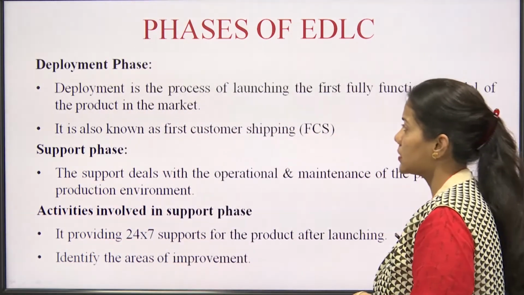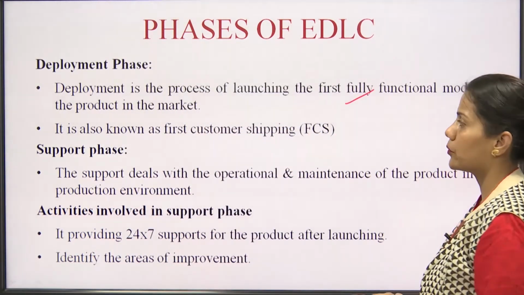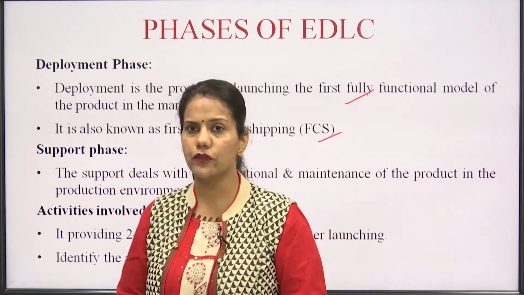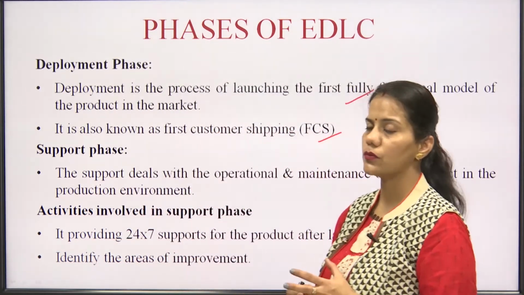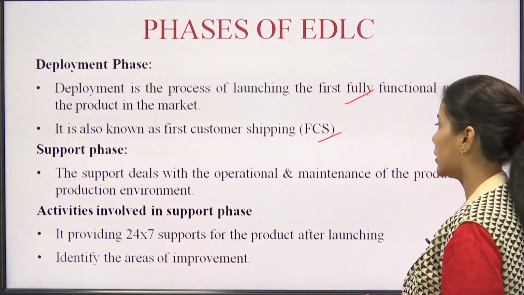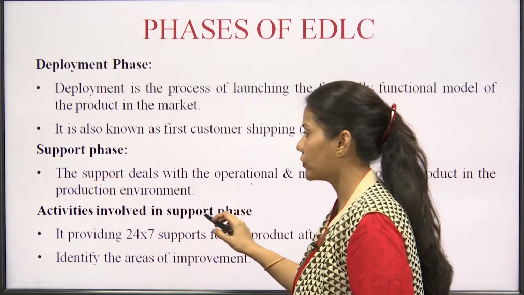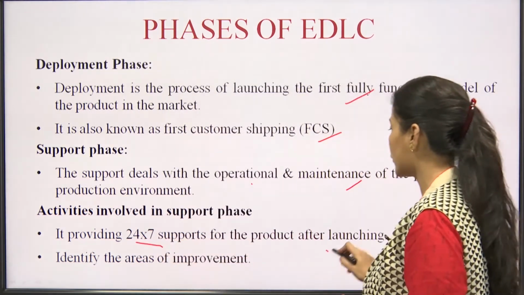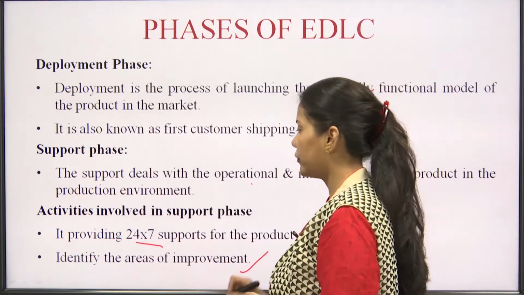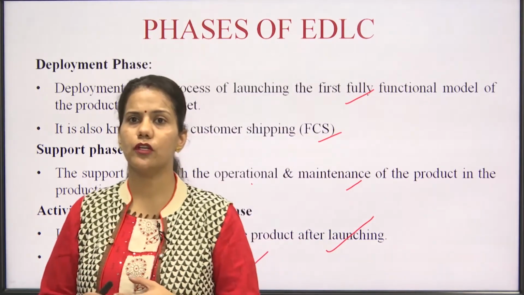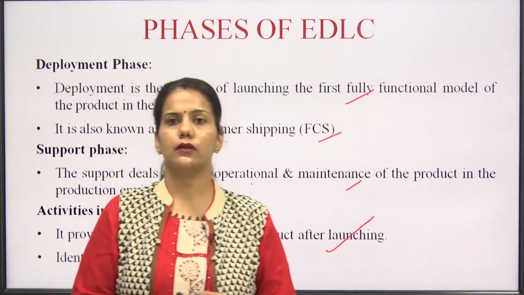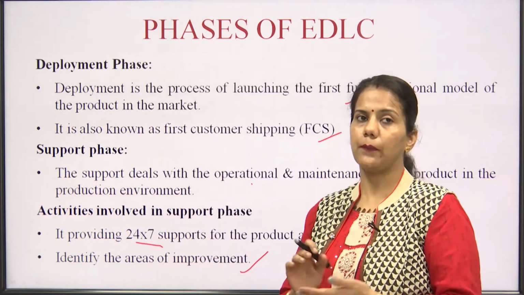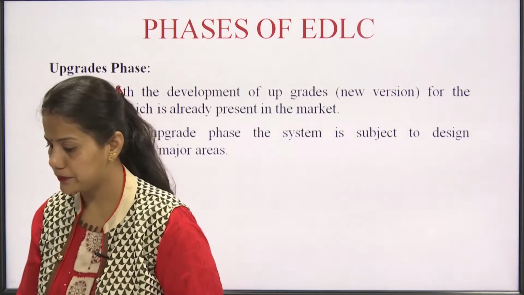The deployment phase is the process of launching the first fully functional product in the market. It is also known as the first customer shipping. In the support phase, technical support and customer support have to be provided for the maintenance issues and the operational issues of the product. Activities involved in the support phase are 24/7 support for the product after launching, and it identifies the areas of improvement. Based upon the feedback from the customer, the loopholes have to be found in the product and the upgradation has to be decided.